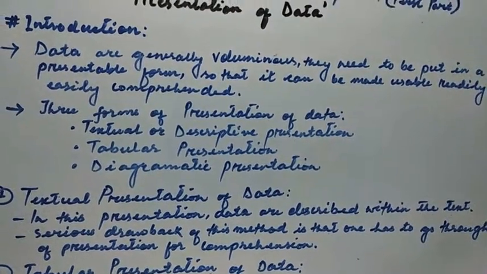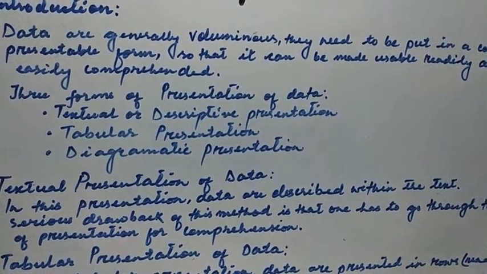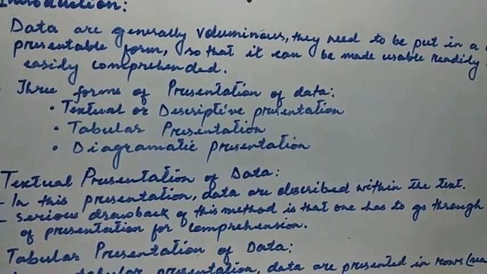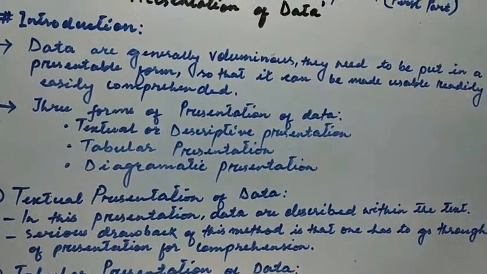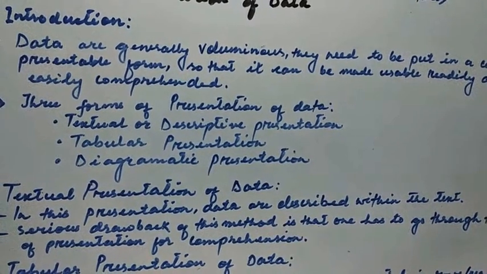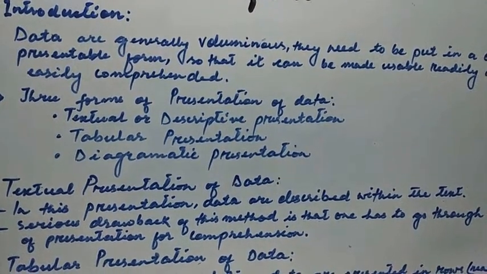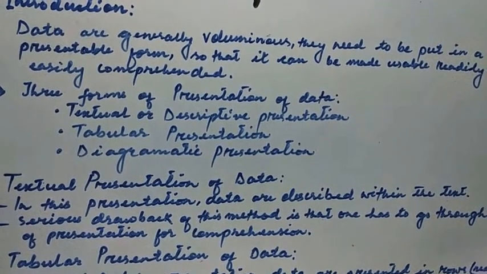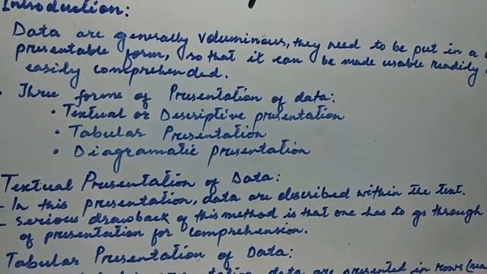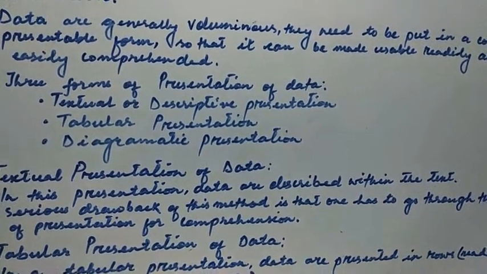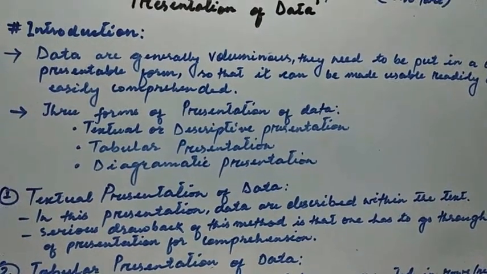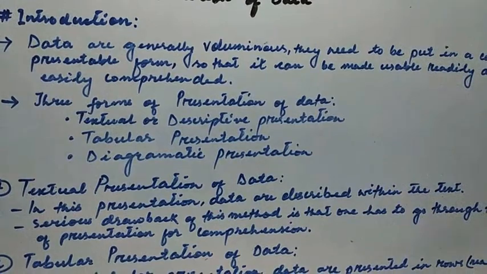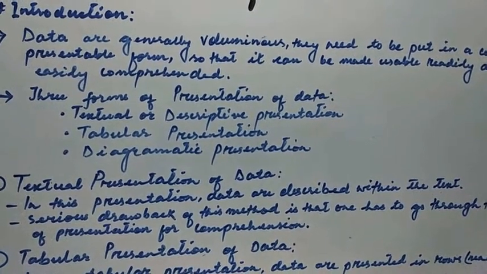So this chapter will deal with presentation of the data precisely, so that the voluminous data collected could be made usable readily. We are presenting data in a precise form so that it can be made usable very readily, and it is easily comprehended, so that we are able to understand easily what is given. That is why we are presenting data in a precise form.